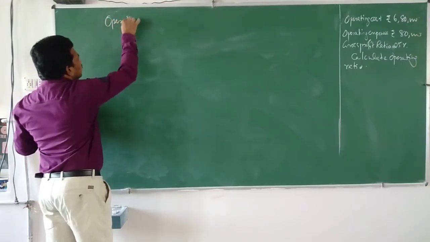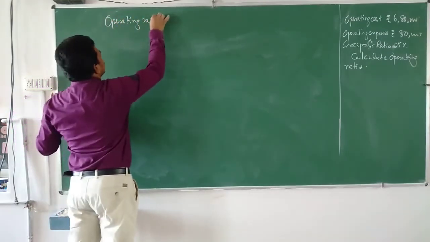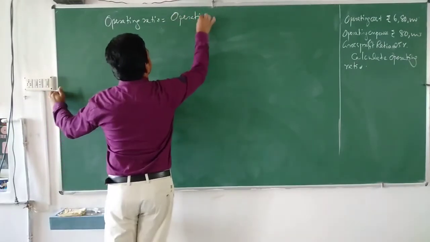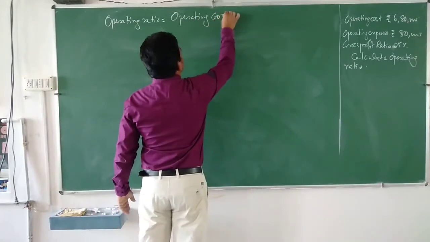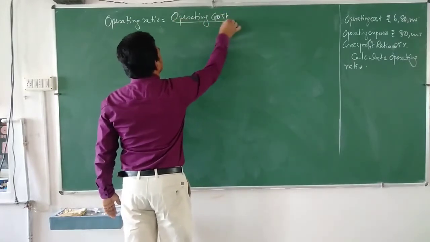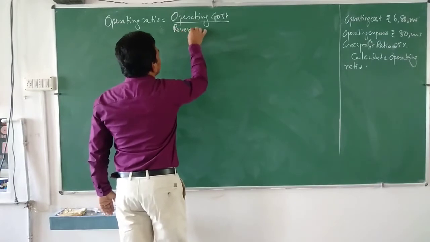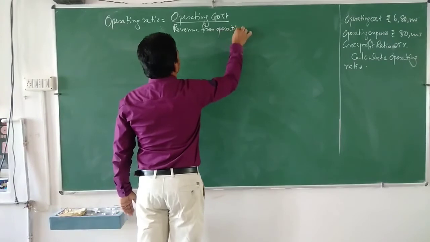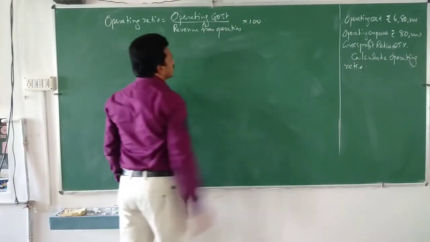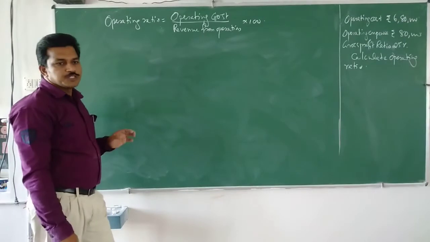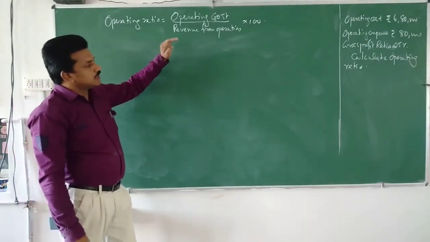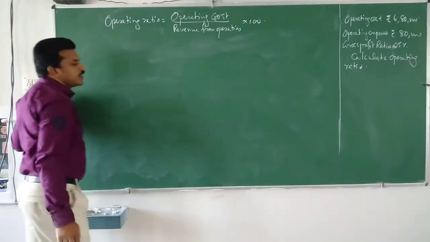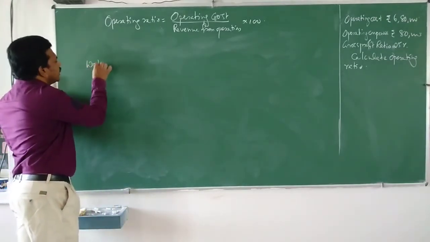Operating ratio is equal to operating costs divided by revenue from operation into 100. Okay. Now, revenue from operation we don't know. We have to calculate it. So we can calculate using a working model.